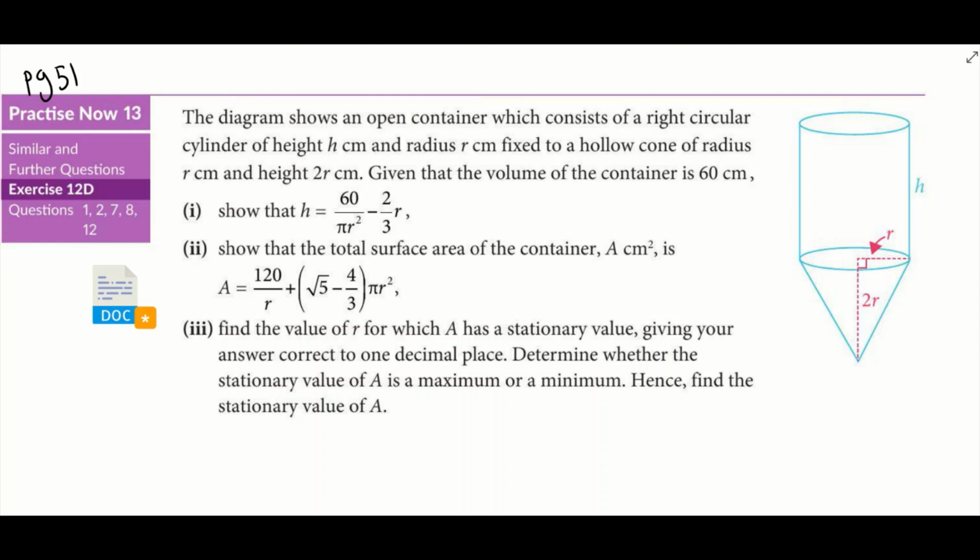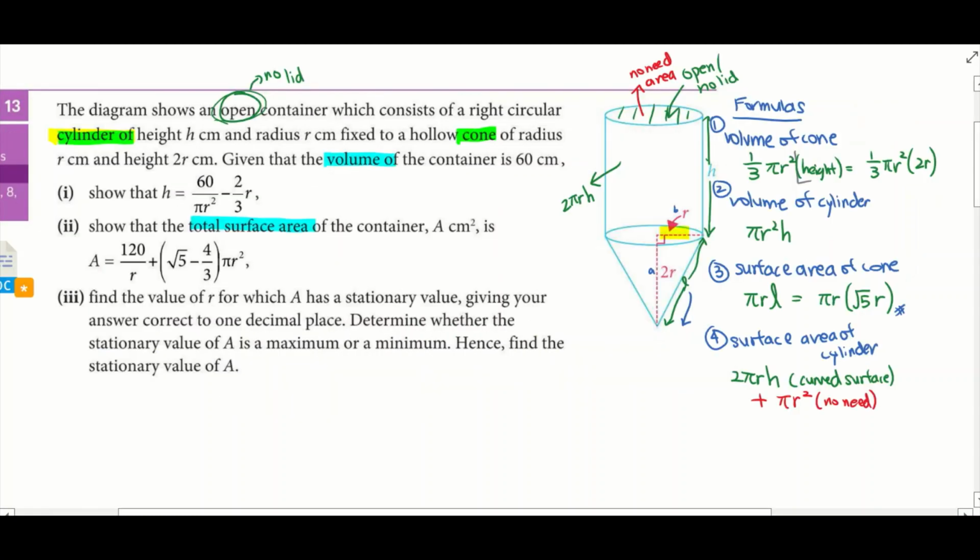Okay, now we have come to maximum minimum problems. Basically problems in real world. And usually problems, they will have diagrams for you to look at. Let's highlight some keywords in the question. Okay, important thing is I need to know what are the formulas of volume, surface area, of cone, and cylinder.